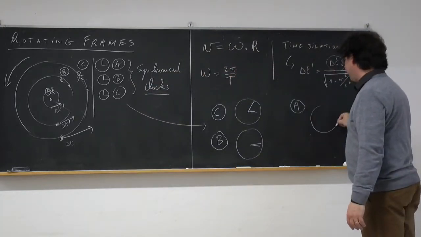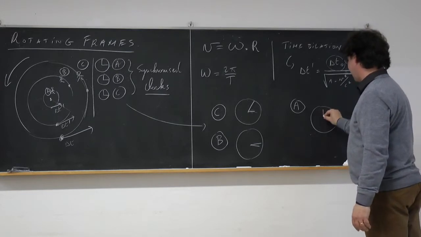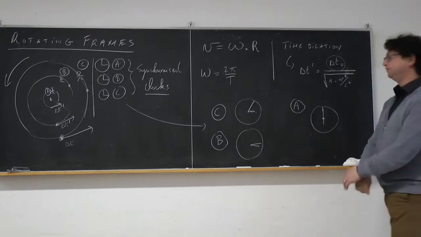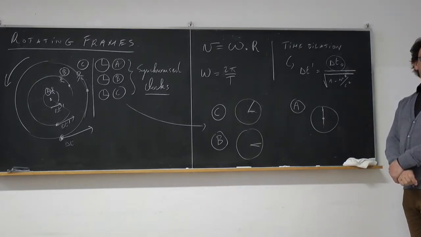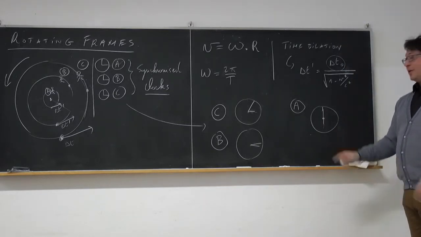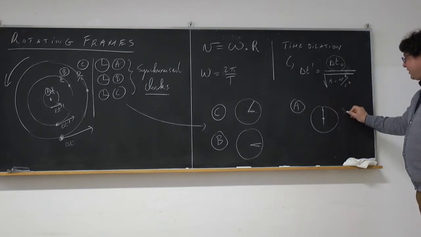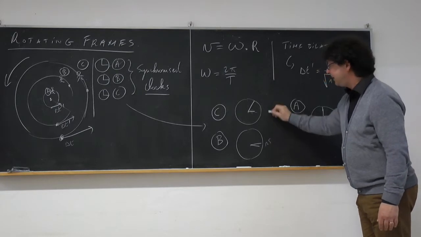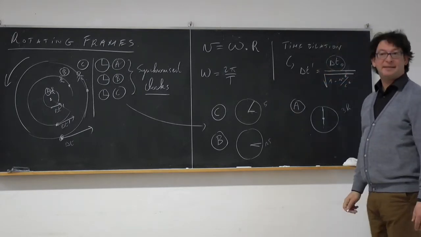But A can be, okay, 6 o'clock. So for A, 3 hours have passed. For B, something like 15 minutes. And for C, 5 minutes.